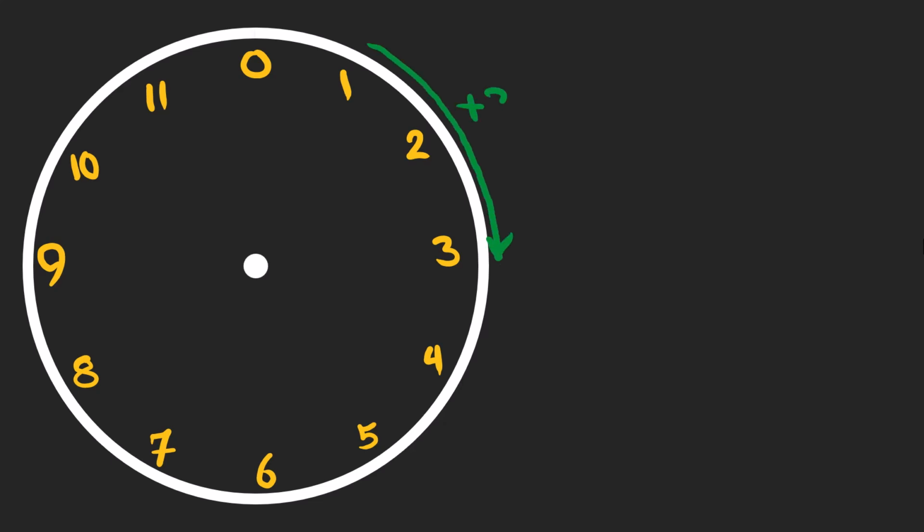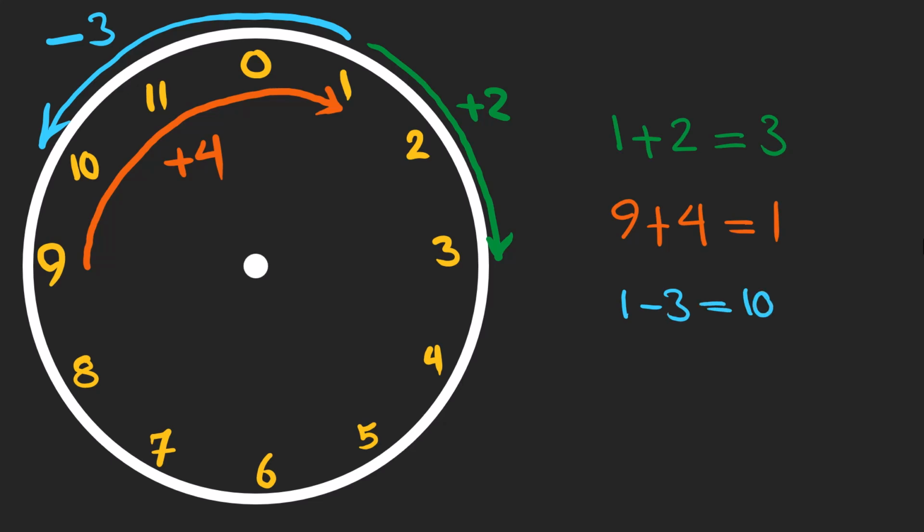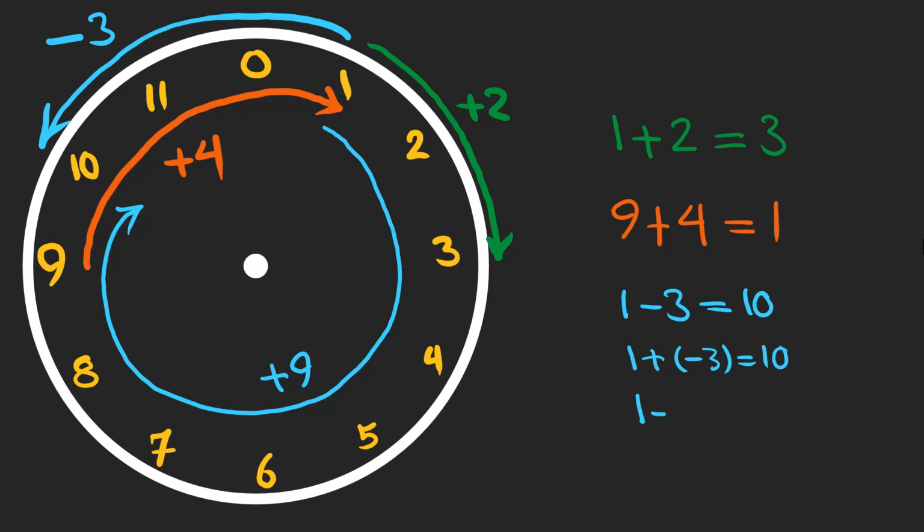If we add 2 steps to 1, we'll get 3. By adding 4 steps to 9, we'll get 1. By subtracting 3 steps from 1, we get 10. And we know subtraction can also be written as addition, so we can write it as 1 plus minus 3. And also, we can use one of the numbers on the clock to do so. By adding 9 to 1, we get the same result.